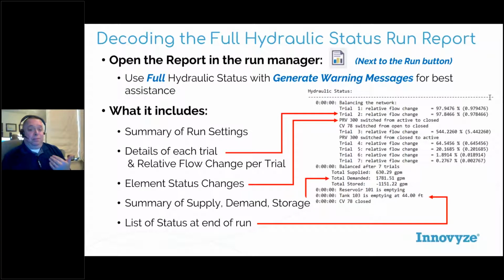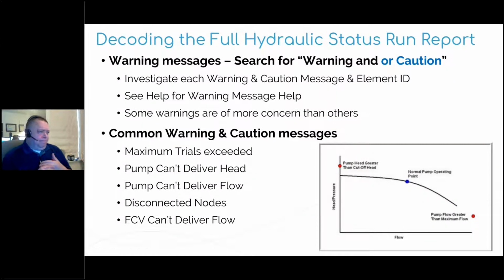In the other reports, they tell you much more limited information, but it's the details right here of the trials that's really the most helpful. Okay, so let's look at some of these. Obviously, if you have a problem, your model's not running, your model is stopping, then I need to look at this report, and I want to find one of two things. There's some recent changes that some warning messages are now called caution messages. So search for warning or caution in the run report that shows up.